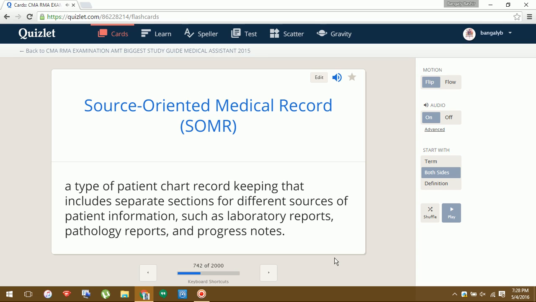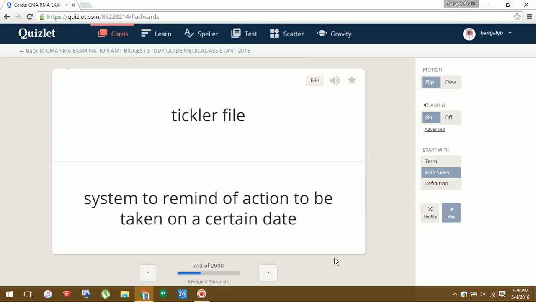Source-oriented medical record. A type of patient chart record keeping that includes separate sections for different sources of patient information, such as laboratory reports, pathology reports, and progress notes. Tickler file. System to remind of action to be taken on a certain date.